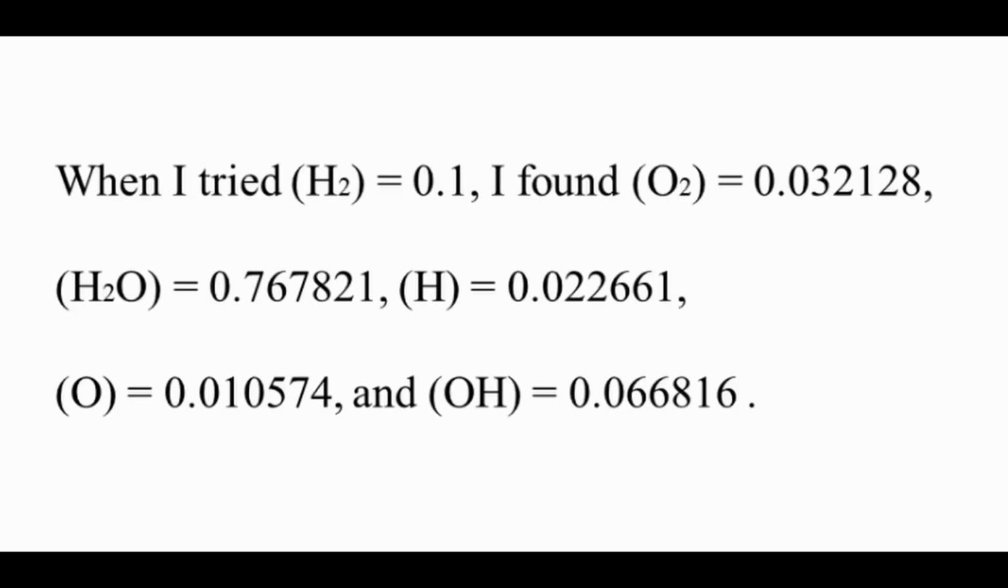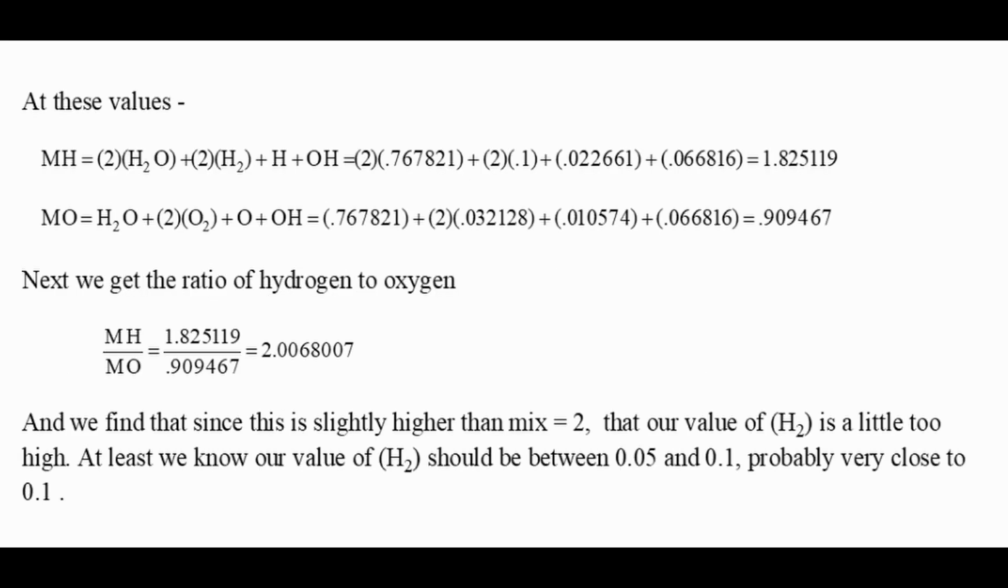When I tried H2 equals 0.1, I found O2 equals 0.03 and the rest of the product values. By summing these product values, I found that MH equals 1.825 and MO equals 0.909. Next, we get the ratio of hydrogen to oxygen, MH over MO equals 2.0068. And we find that since this result is slightly higher than our mix equals 2, our value of H2 is a little too high. At least we now know that our value of H2 should be between 0.05 and 0.1, probably very close to 0.1.